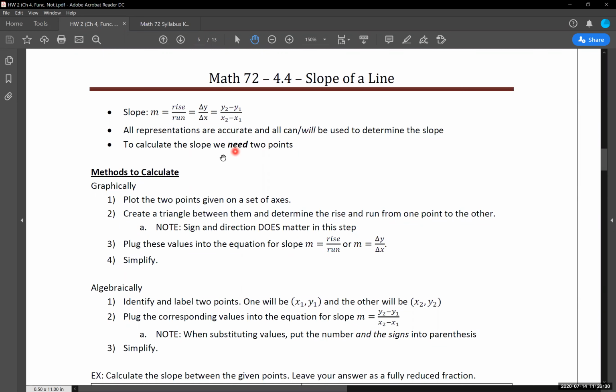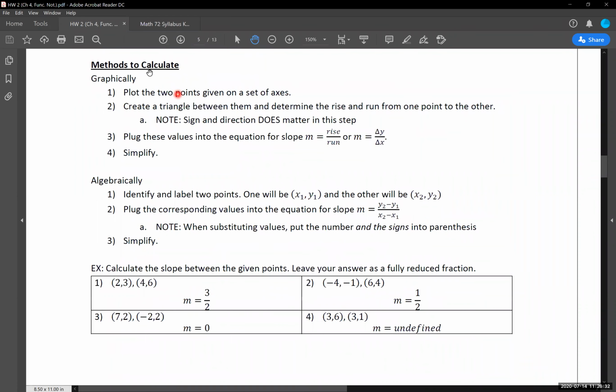So let's go through our process graphically, and we'll go through algebraically shortly after. And we'll use some examples for each of these as well. So graphically, we have been given a graph to make this happen for ourselves. It could be the case that we're plotting 2 points, or that we have been given a graph. Plot 2 points given a set of axes. And it could be the case that we are identifying 2 points on a set of axes and a line that we have been given. So this could be plot, this could be determine, either way.